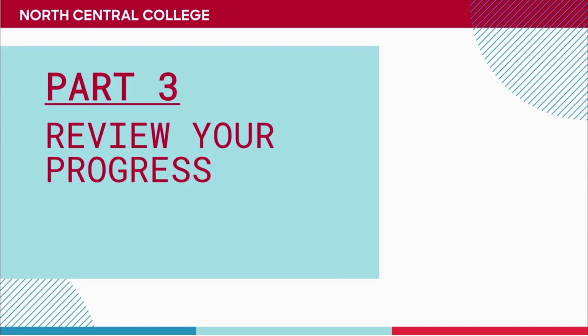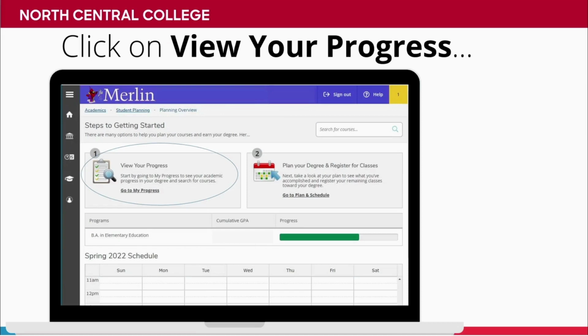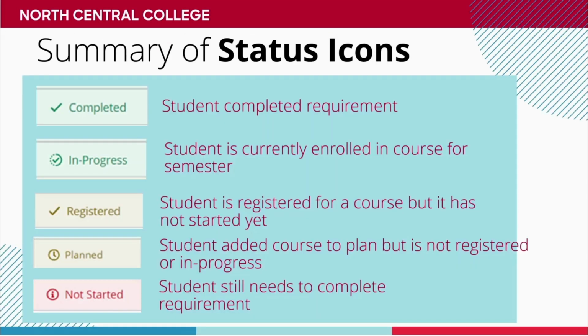Next, we're going to go over how to review your progress in student planning. On the student planning homepage, click on View Your Progress. Before we go over to the progress page, we're going to review the status icons in student planning. Anything that's highlighted green with the check marks that says completed means that you have completed this requirement. There's no further action needed on your part.